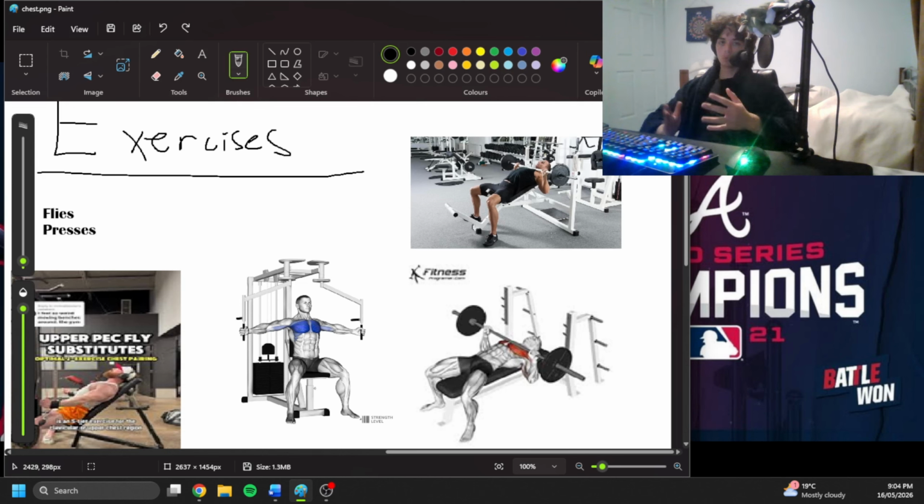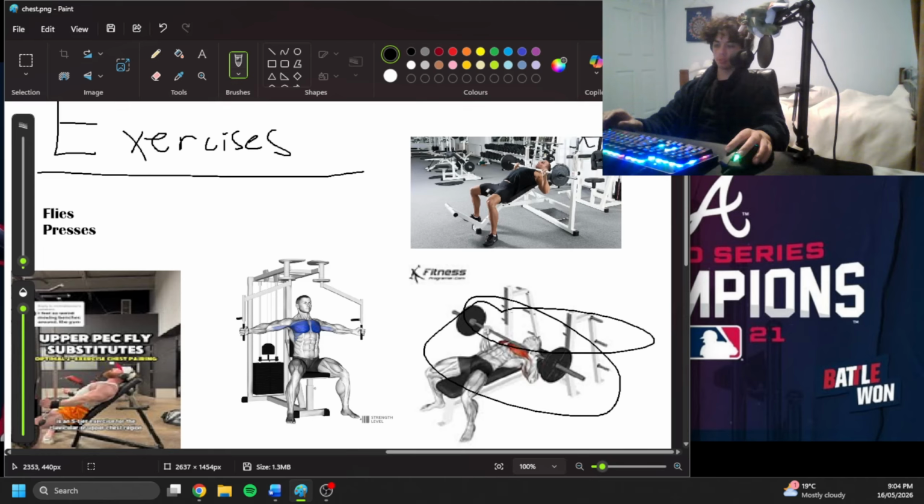And machines will be the most stable. They're usually unilateral, so both hands together move one weight instead of two separate weights. The machines will be more stable. You will probably be able to build more muscle with machines. A lot of people, including myself, like doing free weights, so there's nothing wrong with doing a free weight option. If you do a free weight option or a machine option, you can still build the same amount of muscle.